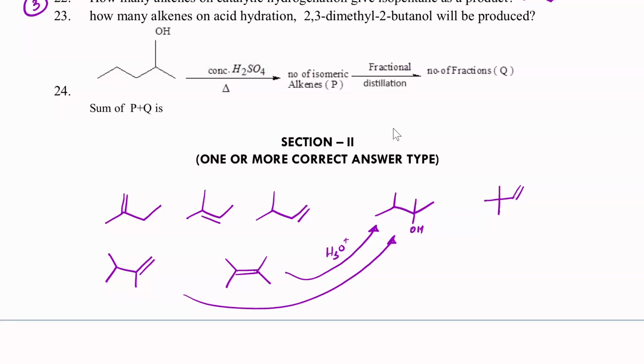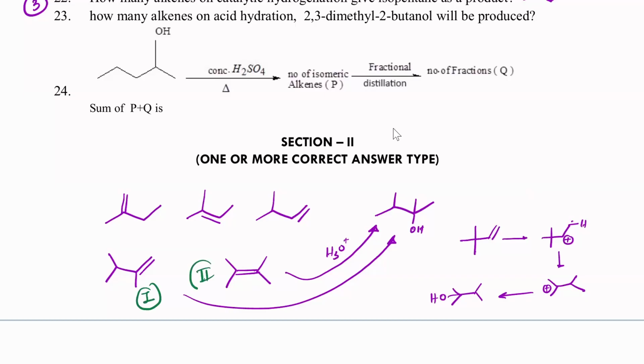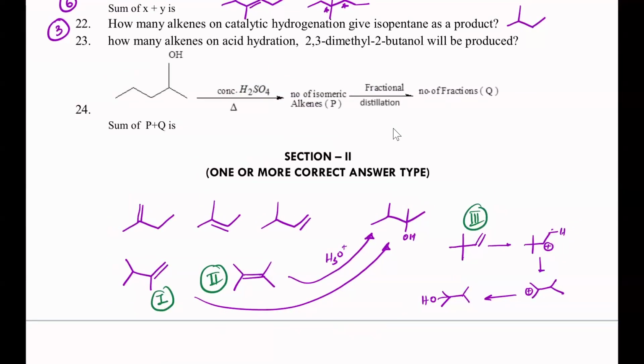See why? Because in this case, migration can happen. First protonation can happen here, H will get added, positive charge will come, and then migration will happen, and then the positive charge will come here, and thereafter on hydrolysis, you will get OH. So check everybody. This is compound 1, this is compound 2, and this is compound 3. So these three are the isomers which can lead to the same product. So the answer is 3.